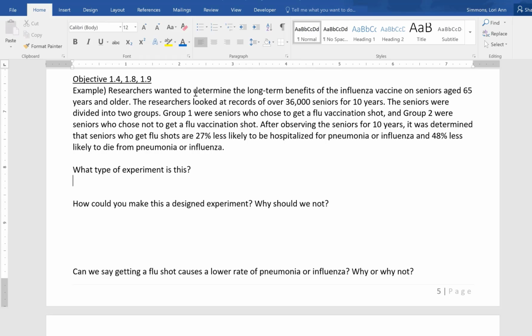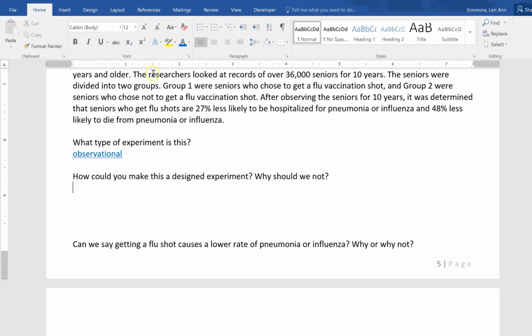This is an observational study because right here is a keyword, after observing. They did nothing to manipulate. Next question, how could you make this a designed experiment? Well, we could randomly choose or assign two groups. One would get the flu shot and the other would get a placebo.